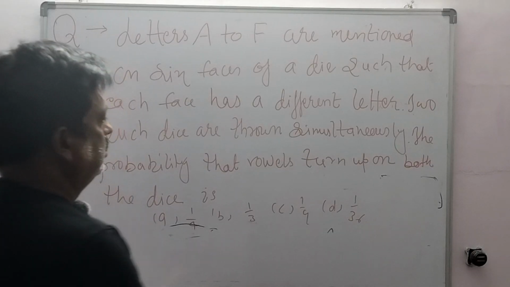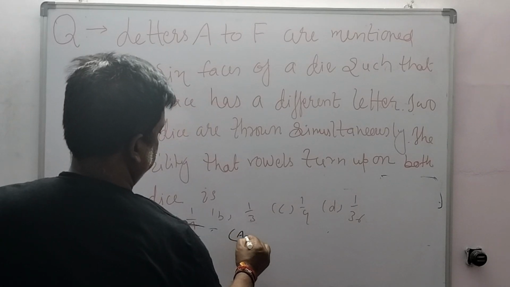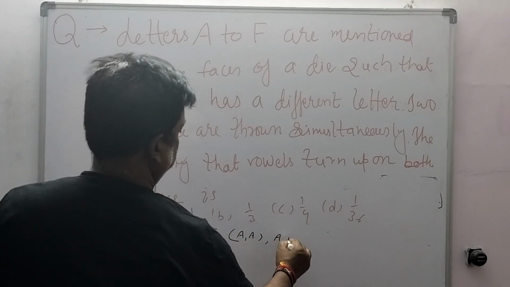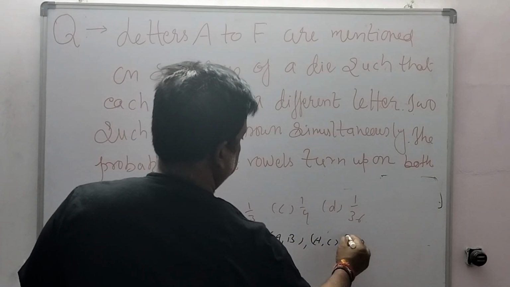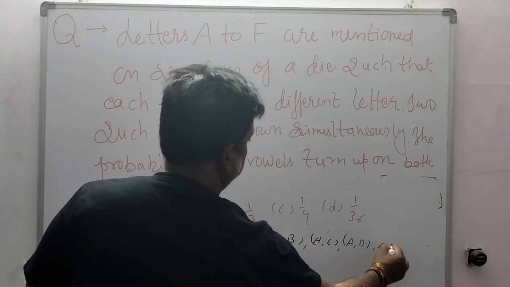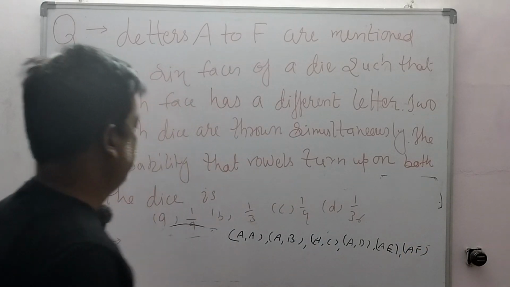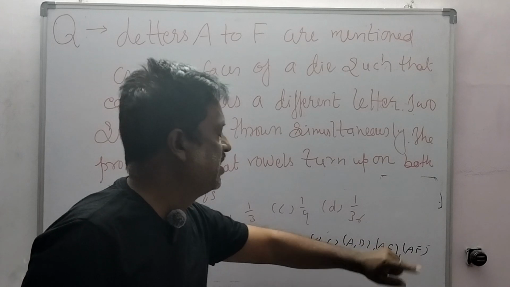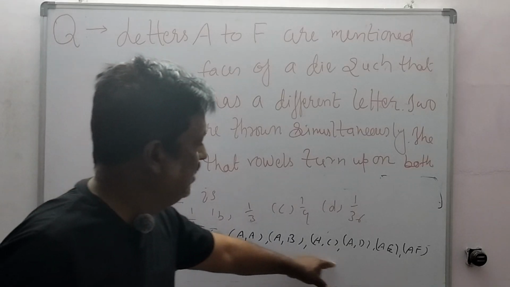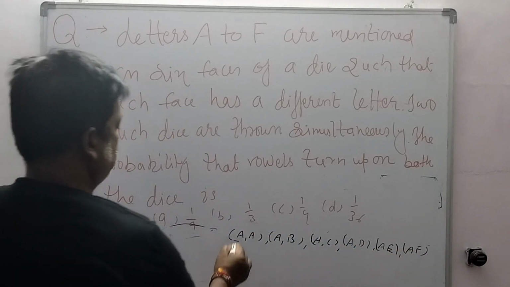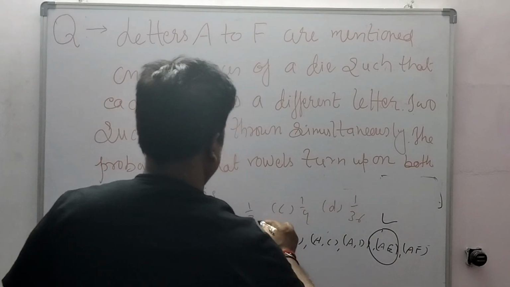Tell me whether you understand or not. It means we are getting AB, AC, AD, AE, and AF. This combination we may get: 1, 2, 3, 4, 5, 6, first dice, second dice. If suppose the first dice is A, then anyone can come on the second. But favorable is only AA and AE. Favorable is only 2. Okay.